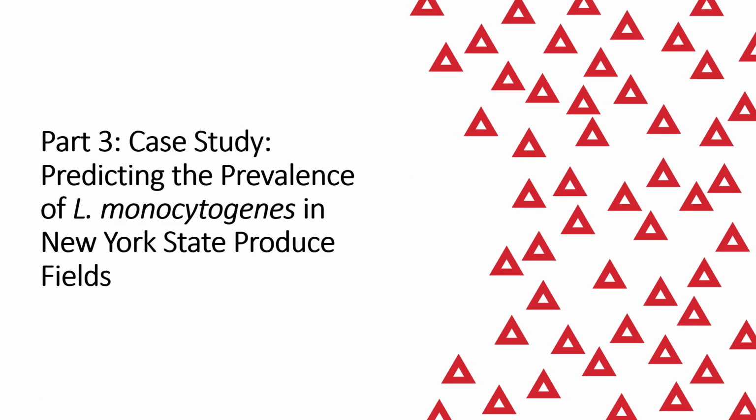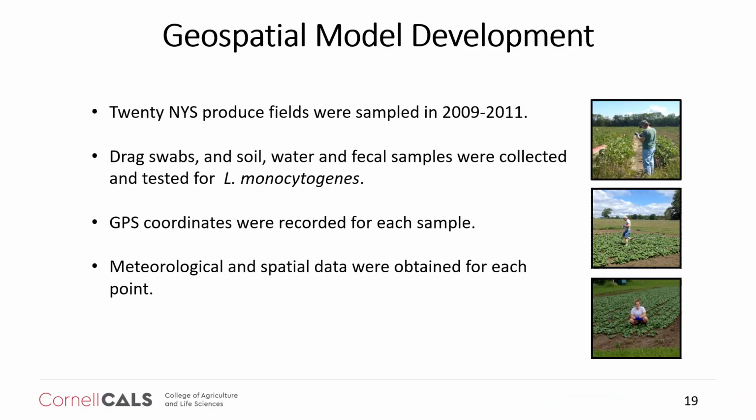In part 3, we will showcase a case study in which a GIS model was developed to predict the prevalence of Listeria monocytogenes in New York State produce fields. Using this example, we can more concretely understand what GIS applications can achieve. This geospatial model was developed in 2011.